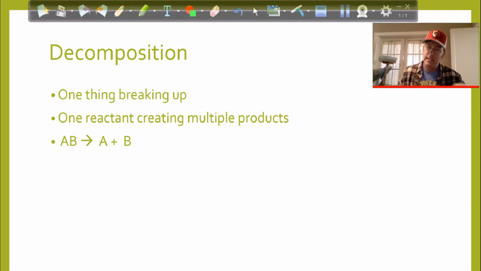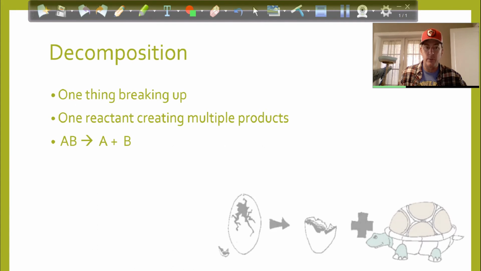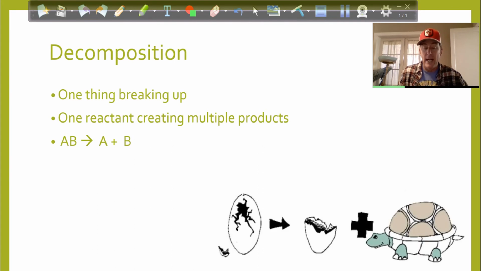Now don't get stuck thinking it has to be 2 things. You could have multiple. You could have 50 things, whatever. But it's one reactant that you have to start with. So our reactant here is the fertilized egg. It's got everything inside there, right? And then it's hatching, and then once it hatches, we got the empty eggshell, and we have the turtle come out of it.